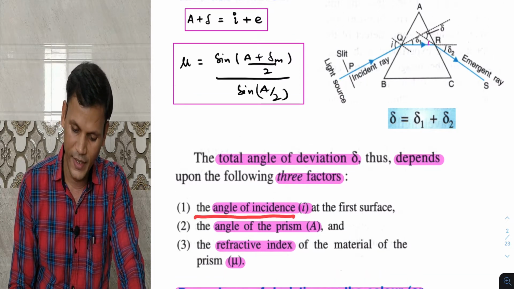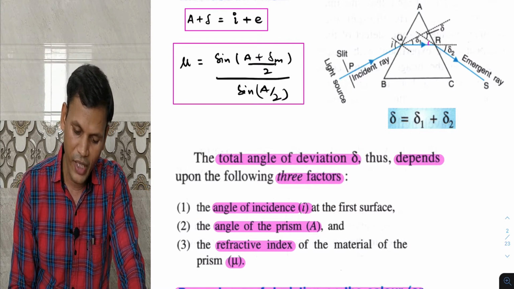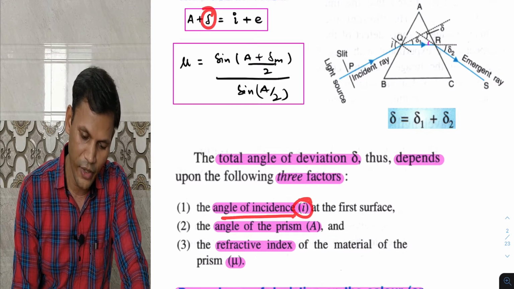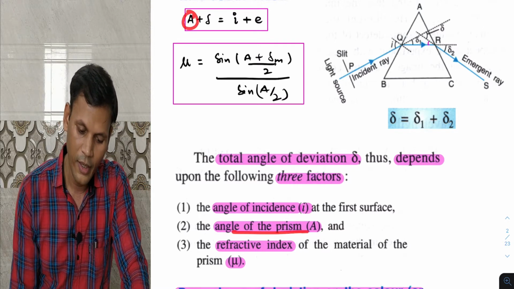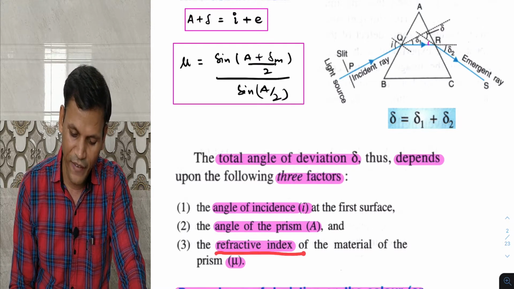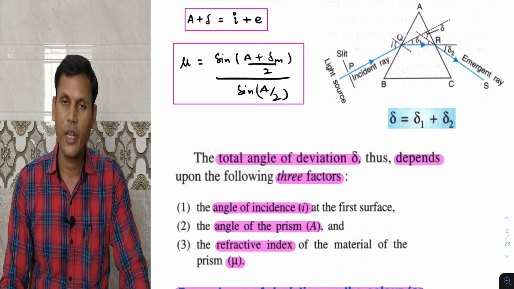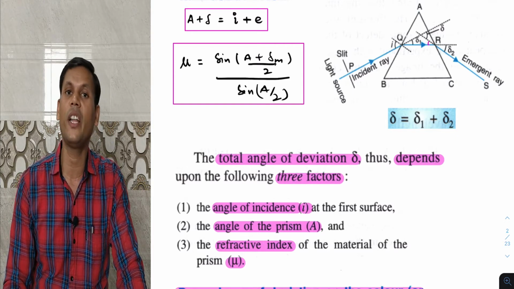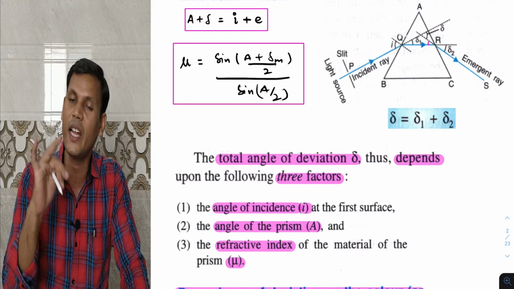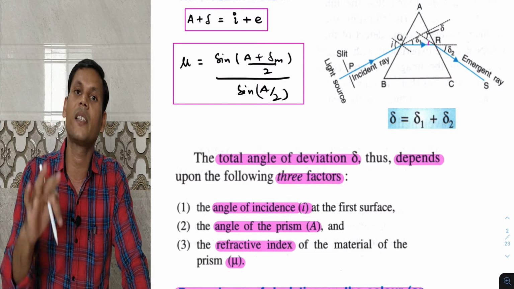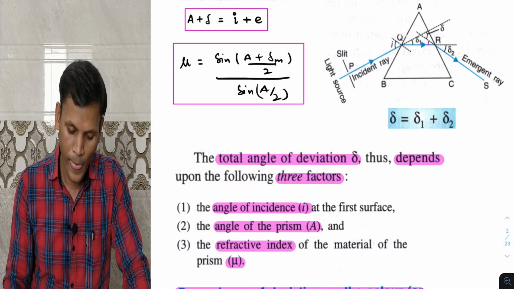Of these three factors, the first is that the angle of deviation delta will depend on the angle I. Delta will depend on the angle A, which is the angle of prism. And one more factor is the refractive index of the material of the prism, that is mu. So the angle of deviation depends on three factors, as we have decided by the formula also: first the angle of incidence, second the angle of prism, and third the refractive index of the material of the prism.